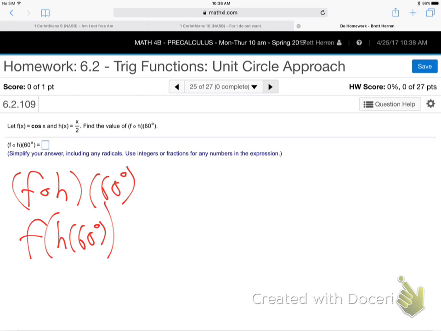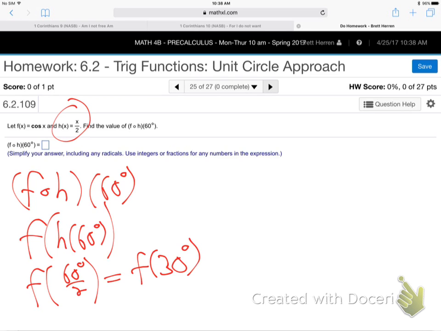So they're saying, all right, f of h of 60. Now what's h of 60? What does the h function do? It says 60 over 2, which means we're talking f of 30. Everybody track with that? The h function is the cut it in half function, isn't it? So we cut the 60 in half, 30. And now, what's f? The cosine. So when all is said and done, they want the cosine of 30.